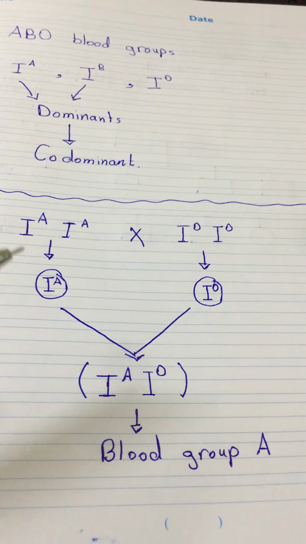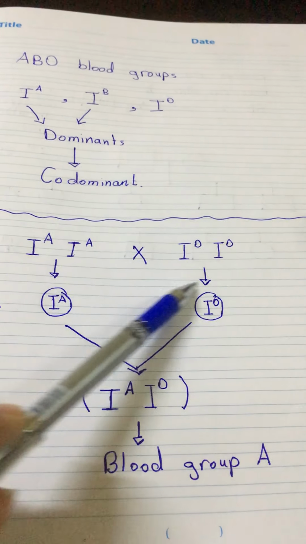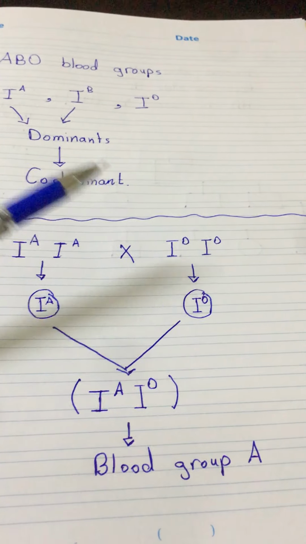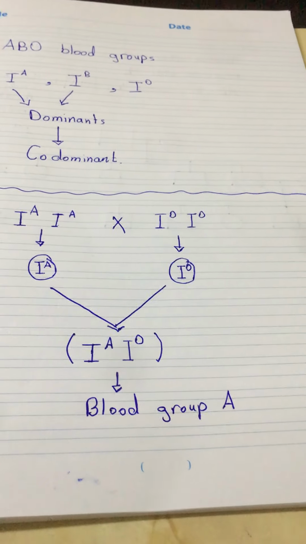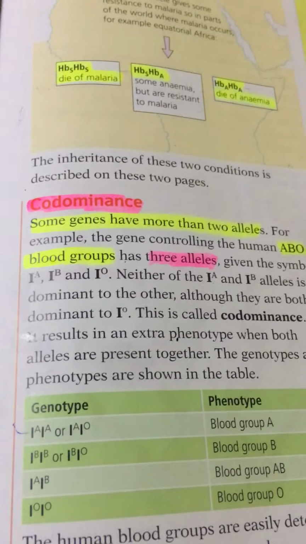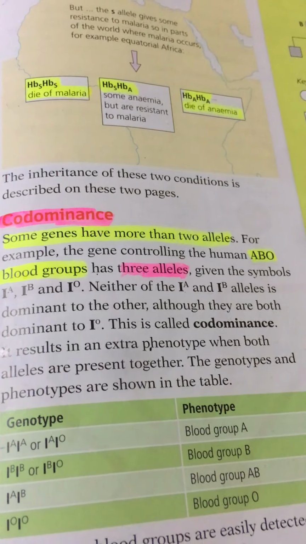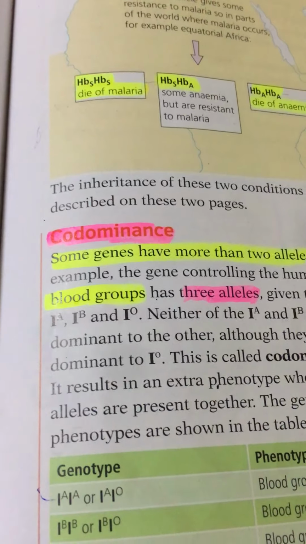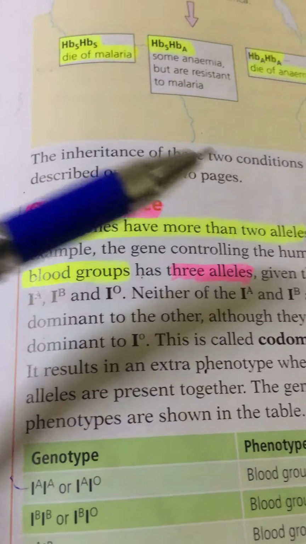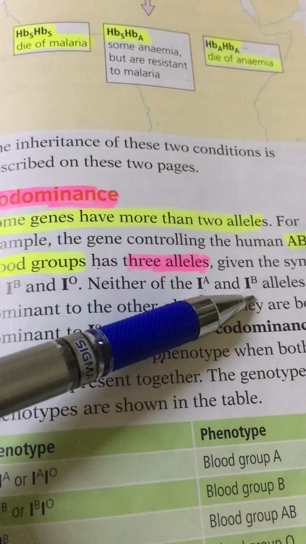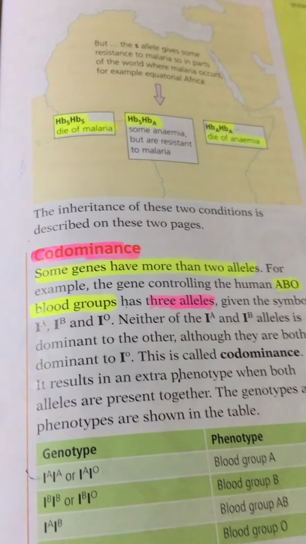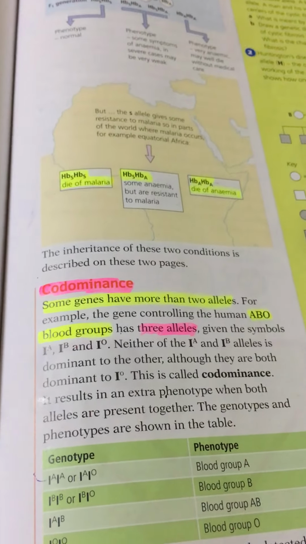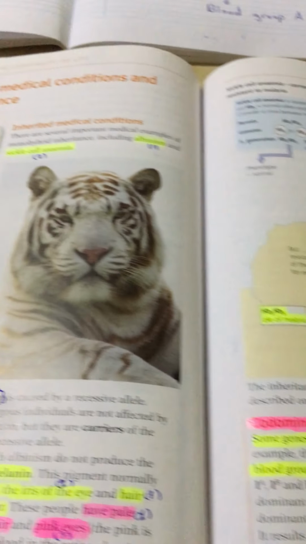We can make more than one example. For example, you can make 2 heterozygous parents. That will also explain the same thing. So codominance is very important because we have 2 dominant alleles here, which are IA capital and IB capital. Okay, study this lesson well and good luck.